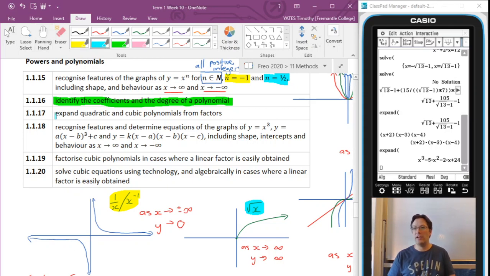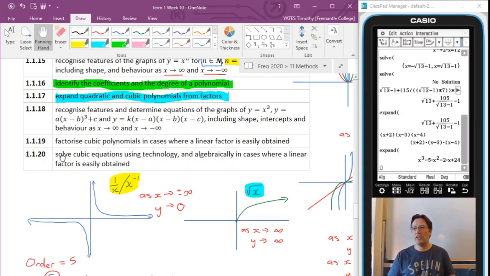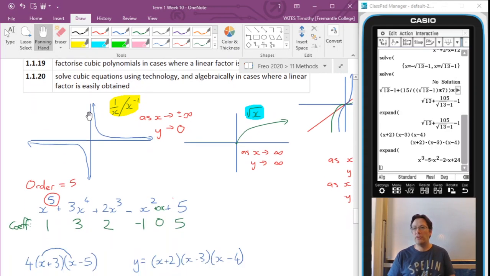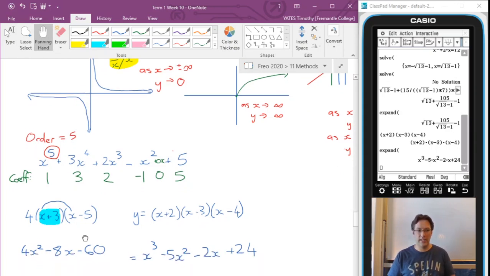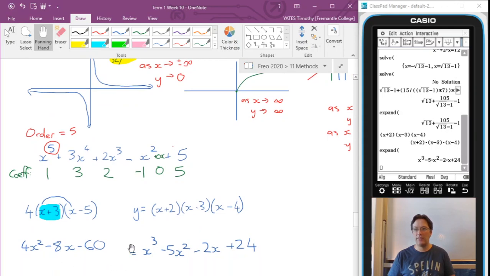Then we need to be able to expand quadratic and cubic polynomials from factors. Now, when we're talking about a factor, we are talking about this. X plus 3 is a factor. X minus 5 is a factor. These are all factors. I'd like you to try expanding those. You should end up with the number that I've got down here. We've got 4x squared take 8x take 60, and this one should be x cubed take 5x squared take 2x plus 24.